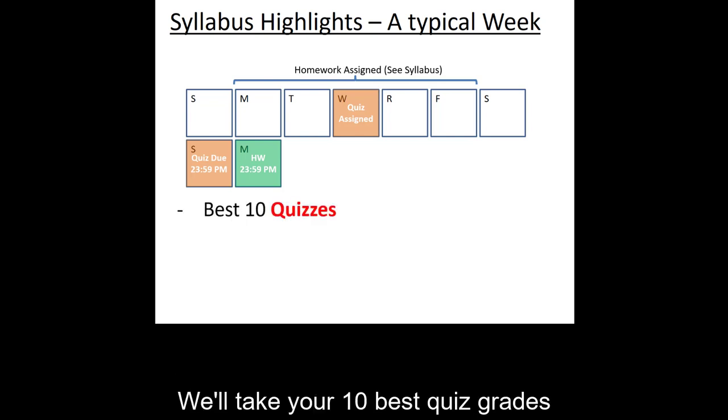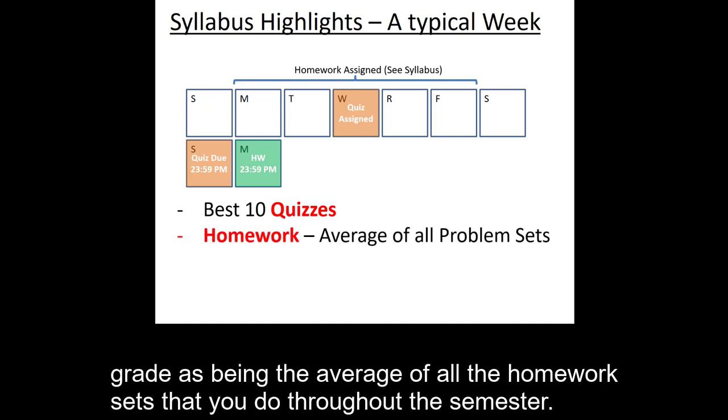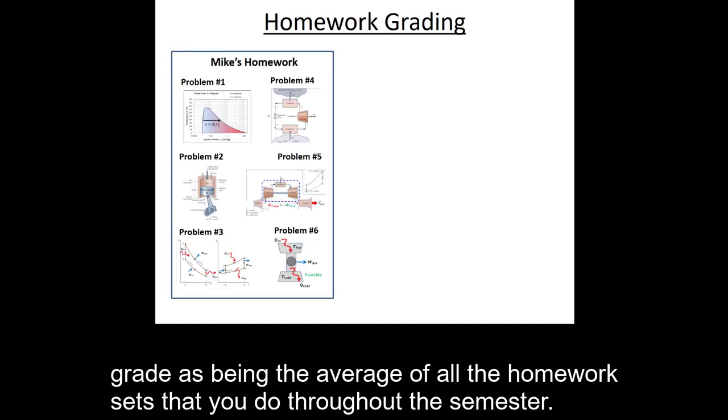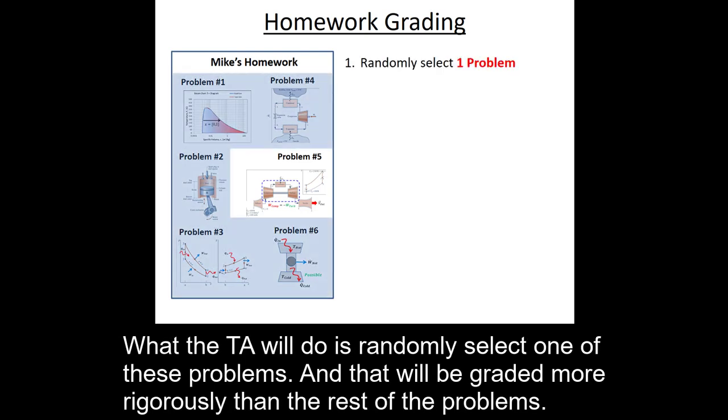We'll take your 10 best quiz grades over the course of the semester. So I think there's 14, so we'll drop your 4 lowest quiz grades. But we will take your homework grade as being the average of all the homework sets that you do throughout the course. So how do we grade your homework? Let's say you have a homework that looks like this, where you have 6 different problems. What the TA will do is randomly select one of these problems, and that will be graded more rigorously than the rest of the problems.